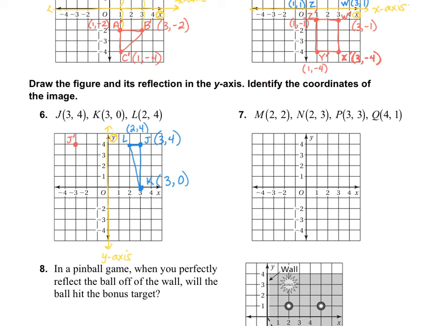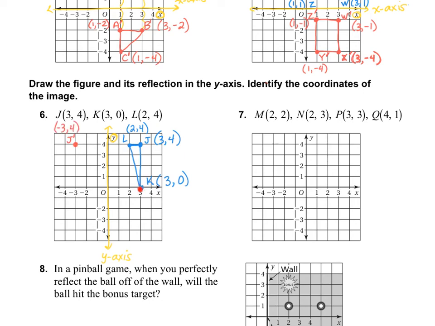Now let's write the coordinates of that point. So this point is over 3 and up 4. This time the new J prime is going to be to the left 3, so -3. But this time the y stays the same. So 4 stays the same, and it's the x that changes. So -3, comma 4.